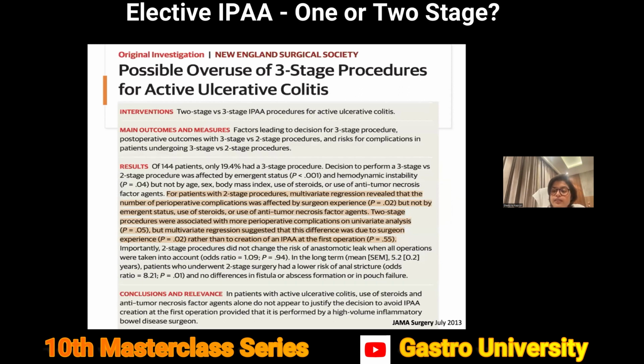So in 2019, in JAMA Surgery, this retrospective study was published, which stated that the 3-stage procedure is probably overused for acute ulcerative colitis. And they said that one of the most important reasons that decrease the complications in a 2-stage procedure is the surgeon experience, and by multivariate analysis, it was the only thing that made a difference in postoperative complications.